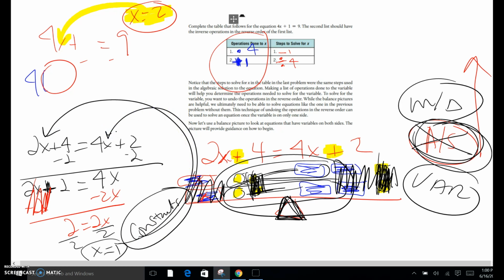So when I sub it in, if I put a 1 right there, 2 times 1 is 2 plus 4, this side equals 6. And if I shove a 1 in there, 4 times 1 is 4 plus 2 is 6. So I know I'm right because it's balanced.